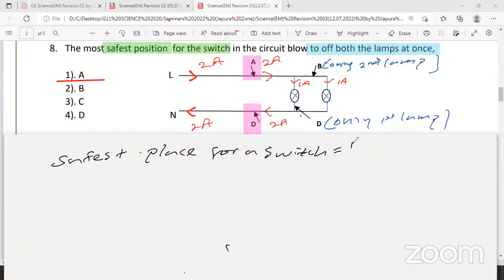Right. Safest place for the switch is live wire. Which is what? Live wire. Because current enters from the live wire, the red one. So there are standard colors: live wire red or brown, and the neutral wire blue or black. Earth wire is yellow or green. So now I'll give one example. Imagine a situation like this. You want to replace this.